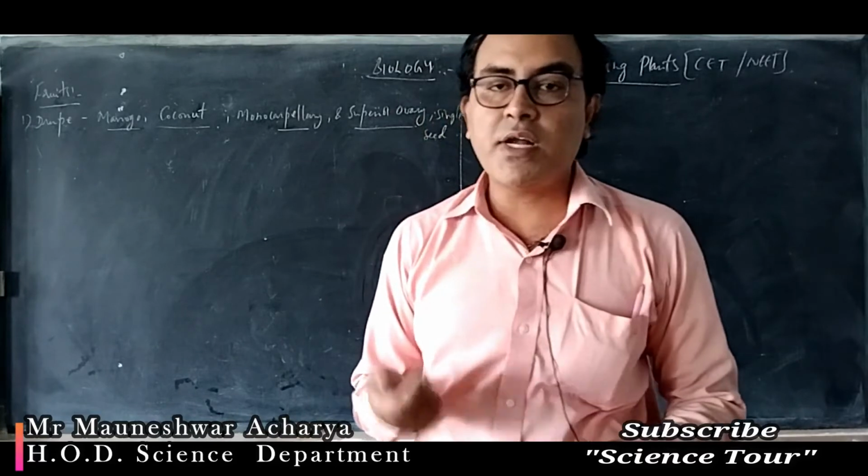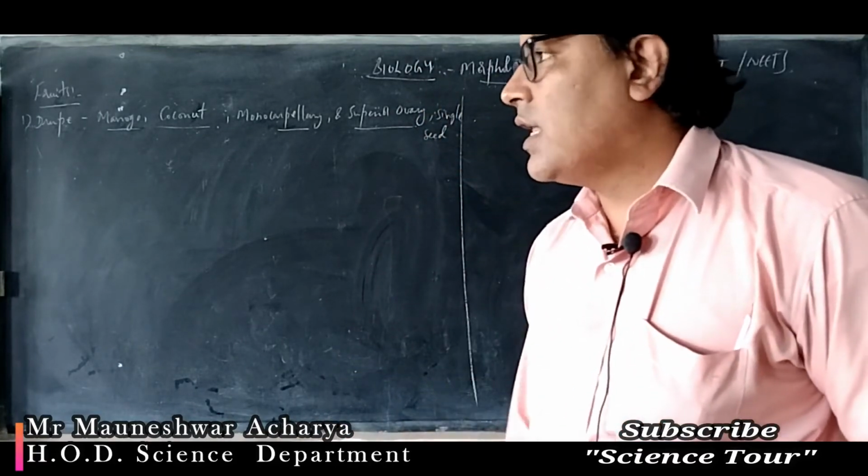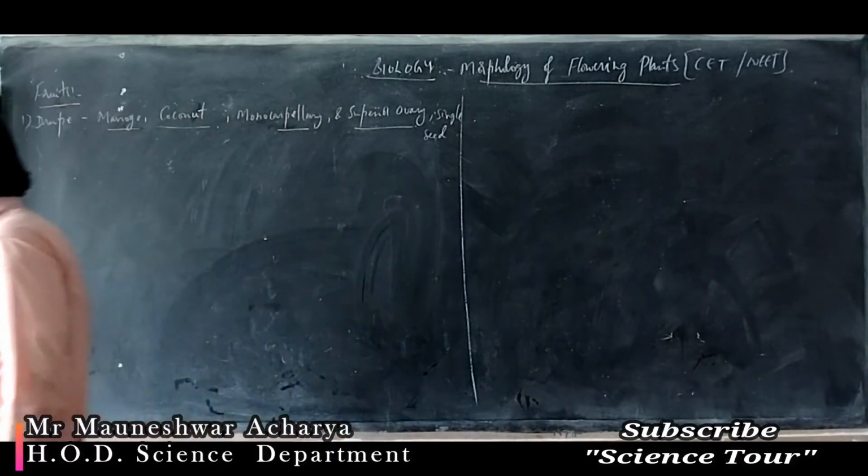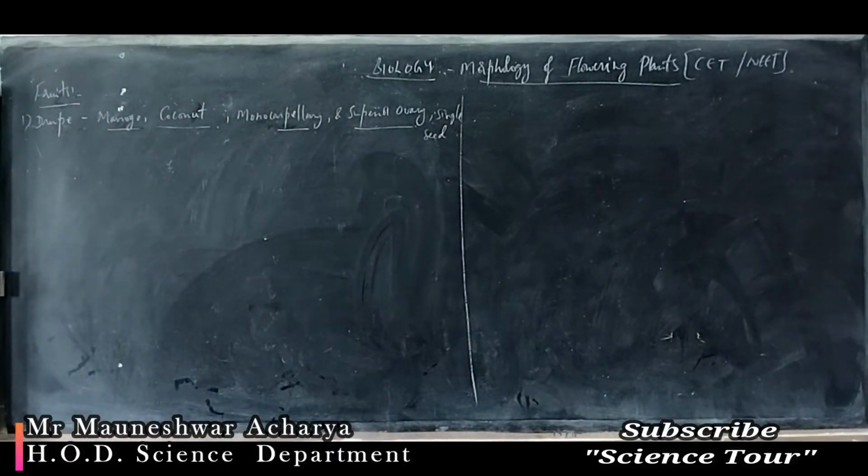The tender coconut water that you drink, that is the liquid endosperm. So that is about the drupe. The next important fruit is the berry.